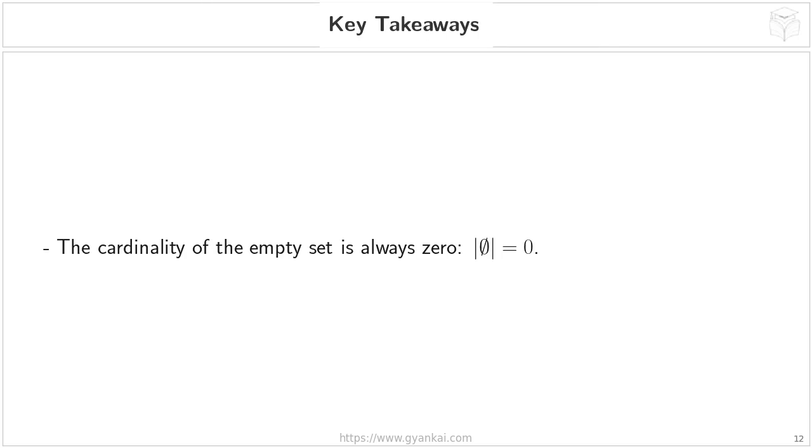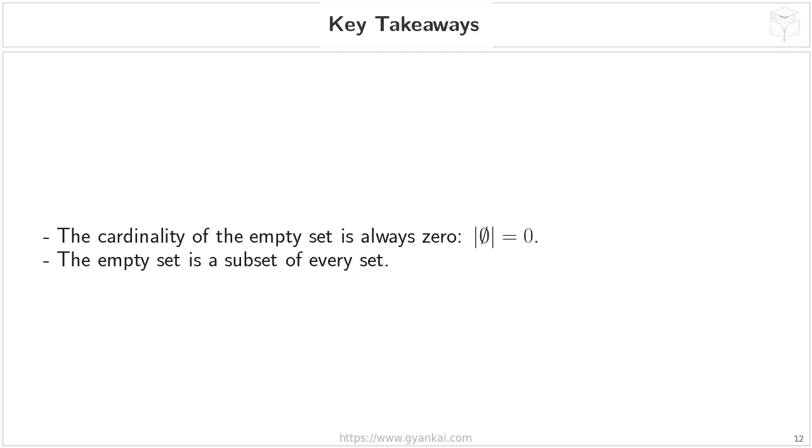Key takeaways. First, remember that cardinality refers to the number of elements in a set. We established that the empty set, by definition, contains no elements. Therefore, the cardinality of the empty set is always 0. We write this mathematically as cardinality of the empty set equals 0.